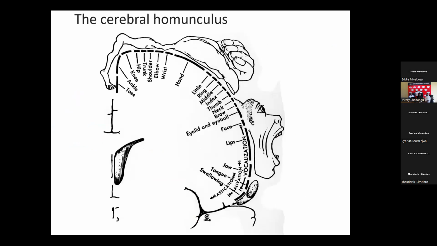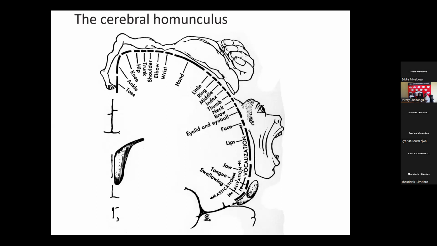There is something called the homunculus, and this is really a mapping of the body around the cerebral cortex. You will notice that there are certain parts of the body that have a very large distribution of the body map on a large portion of the brain. So the hand has a very large representation together with the arms.